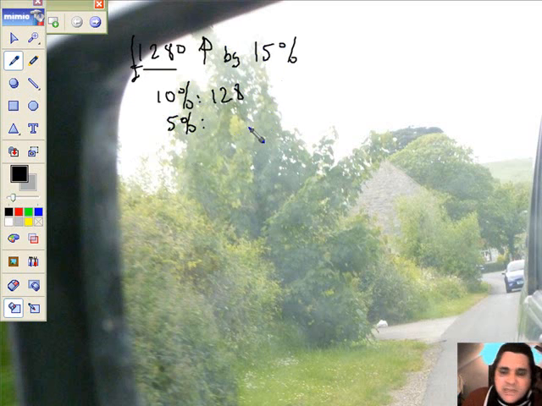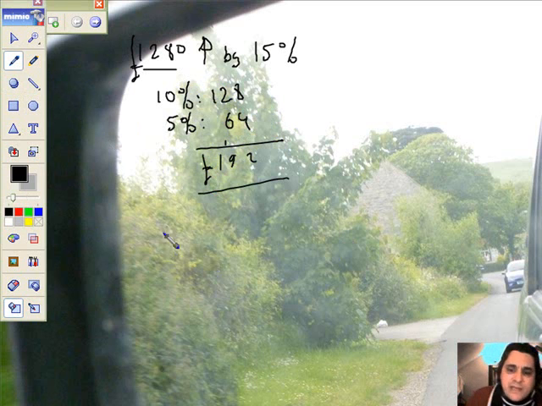5% is going to be half of the 10%, which is going to be £68. Nope, wrong, £64. Slow down a little bit. Yeah, £64. So therefore 15% is going to be £192. In order to increase it, I've got to add the £192 onto the original value. So 1,280 plus 192, let's do a quick addition.